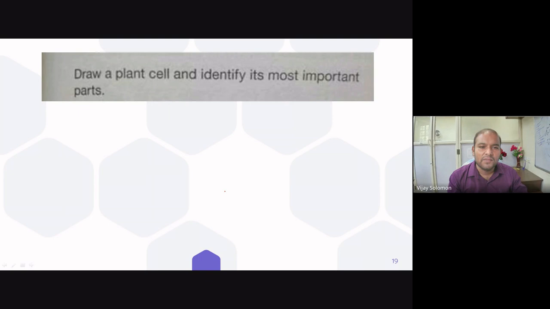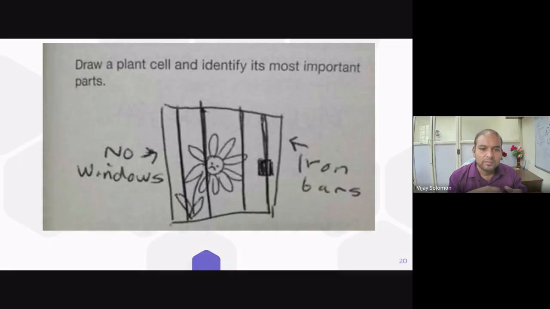The third one, if you look at that, draw a plant cell and identify its most important parts. That is a question. And if you look at that, sorry, for people from biology or botany, the child has drawn a plant inside the cell, because it's like plant cell, right? So again, we will be giving 0 to this.